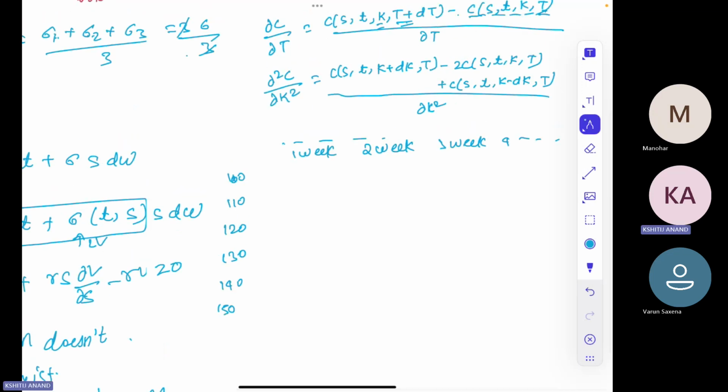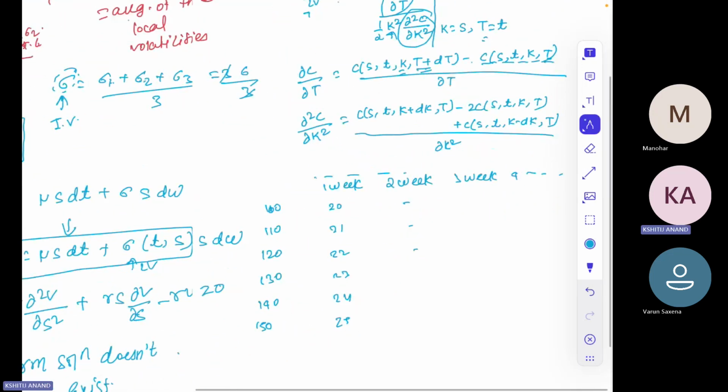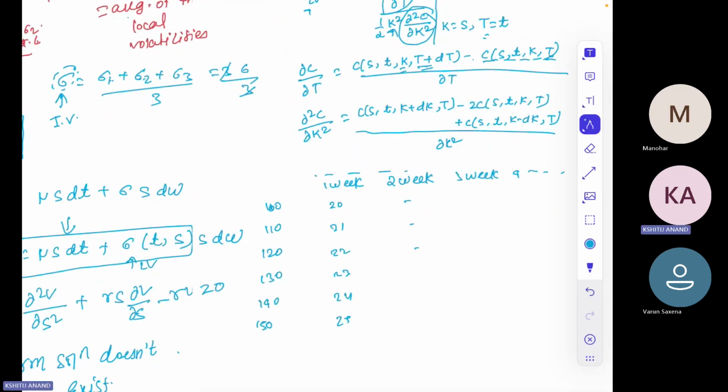At each instant, you will be able to calculate the local volatility. For example, let us say you are having call prices for this option: 20, 21, 22, 23. Please remember that I am not taking the arbitrage consideration as of now. Let us just say that it is a simple example of prices of options.